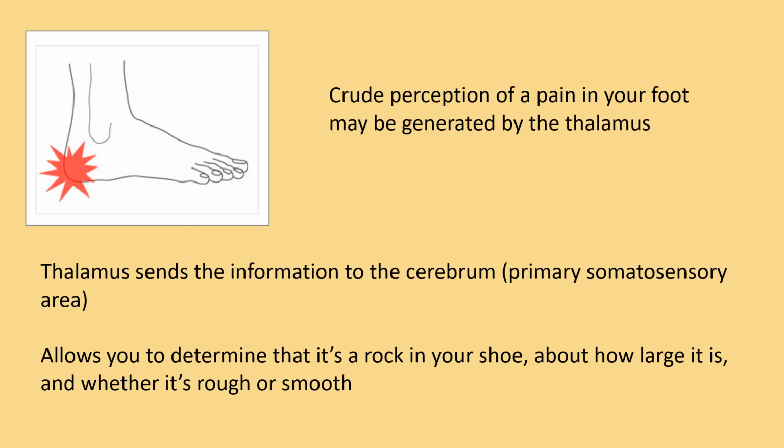So your thalamus could tell you, hey, there's this pain in my foot. There might be something in my shoe, but it wouldn't be able to distinguish between a pointy rock and a quarter. And you know those two things feel very different in your shoe. And you can easily tell the difference between a pointy rock in your shoe and a quarter, a coin in your shoe.